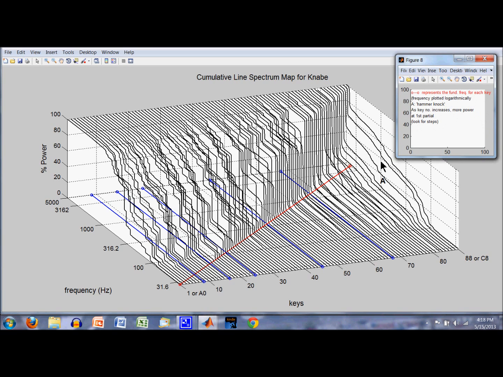Okay. And then over here at the far right, at the highest notes, we see a situation where there's a lot of power appearing at frequencies below the fundamental. For example, up here at the highest key, C8, only about 25% of the power is actually at the fundamental, and all the rest of it occurs down here at lower frequencies. This is the so-called hammer knock.